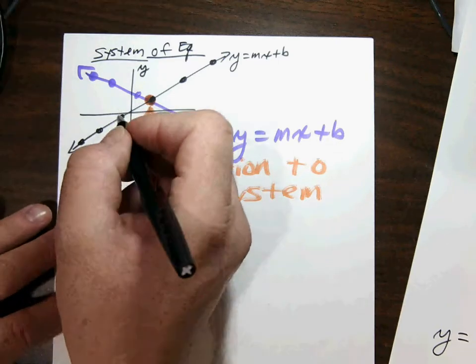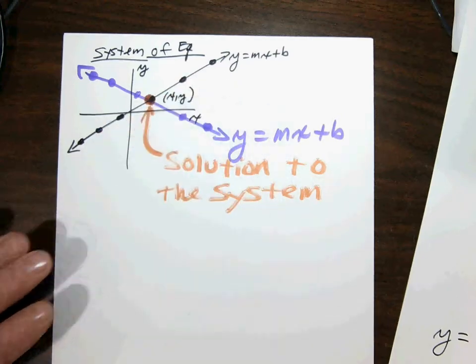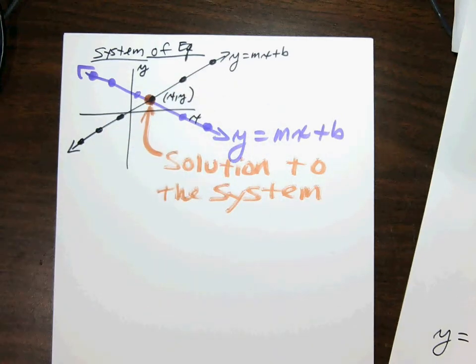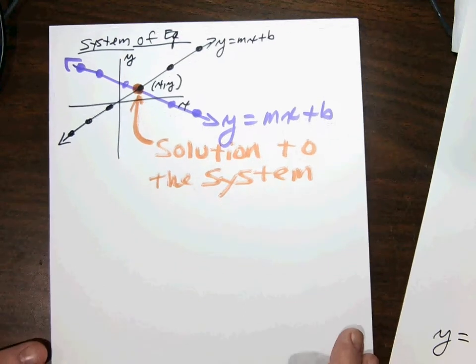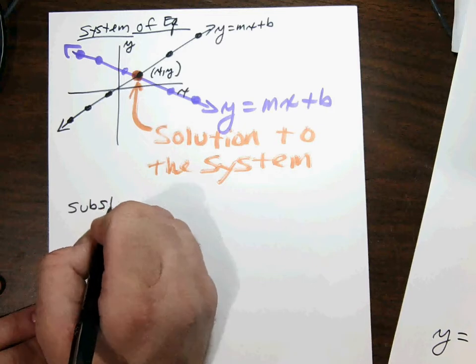Okay, it's some x comma y, right? It's an ordered pair. What is it? I want to find it. But I want to find it without graphing. Okay, we're going to look at two other ways to find it without graphing. Okay, the first way is called the substitution method.